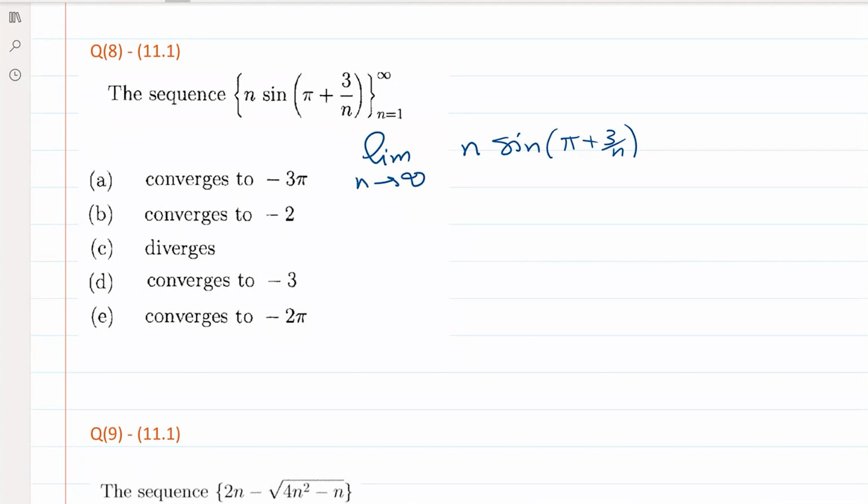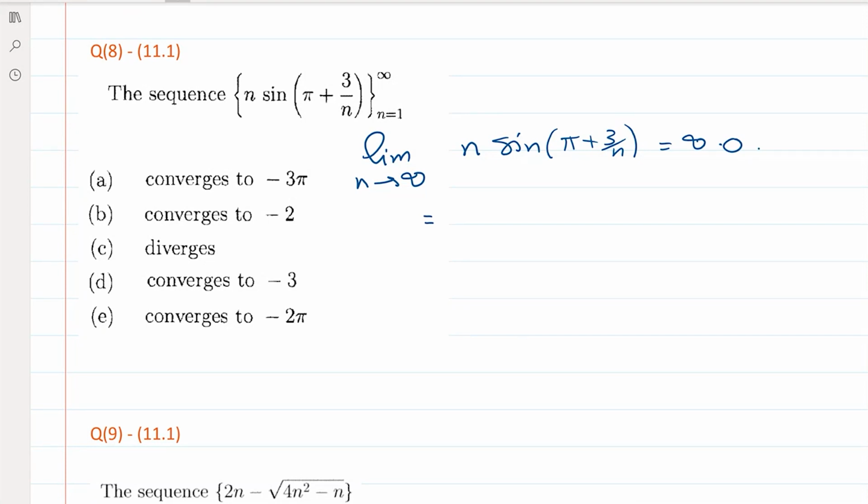Now, if you substitute directly, you will get what? Infinity multiplied by a number. Not just any number: infinity times sine of pi plus 3 over infinity, which is 0. Sine pi is 0. So infinity times 0, from Calculus 1, from Math 101. This is an indeterminate form, so I have to be careful about this one.